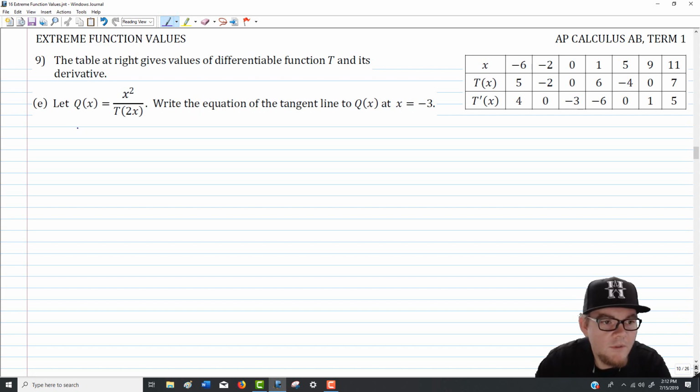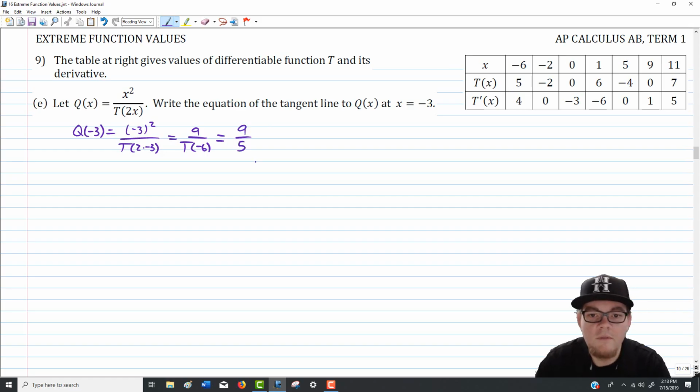So to start off here, I'm just going to jump into the first thing that hits my mind. I want to figure out what the y value is there first. Otherwise, it's easy to forget as you're doing the differentiation. So that's going to be equal to negative 3 squared over t of 2 times negative 3, which is going to be 9 over t of negative 6. Looking at our values, t of negative 6 is 5. That means our y value is 9/5.